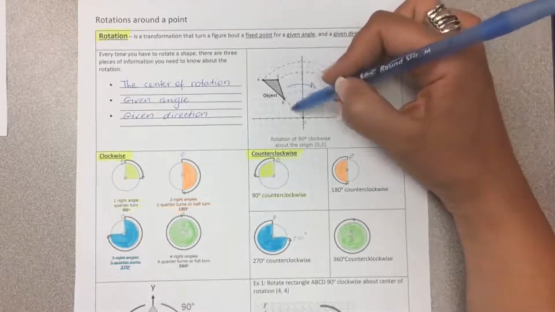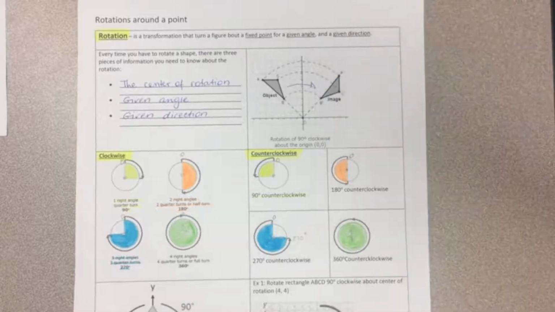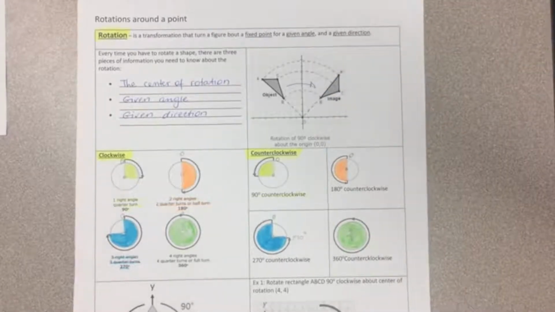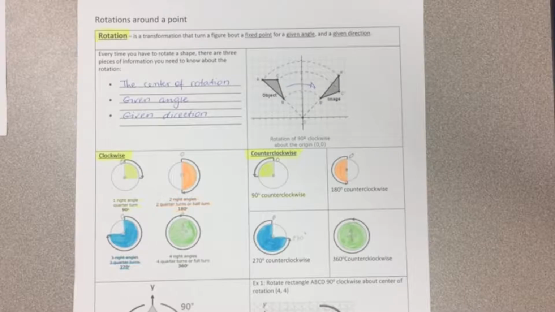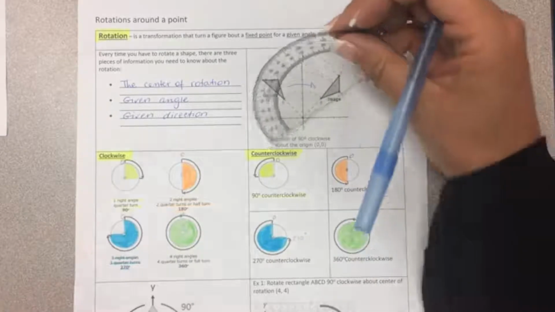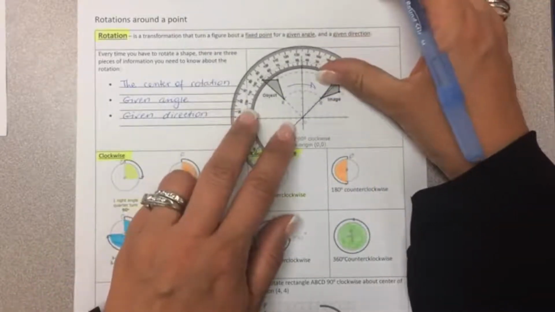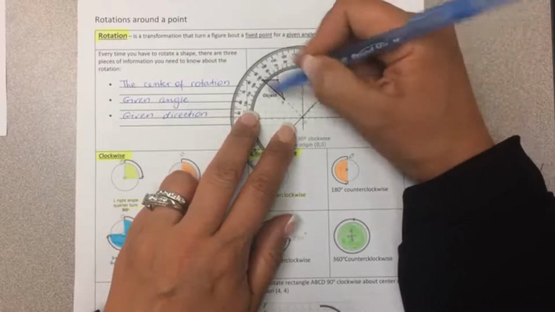If you connect the vertices, let's say B with B prime, or A with A prime, or C with C prime, every single vertex of the pre-image and image will be at 90 degrees. So that's when we can check with our protractor. So we have, let's say, the angle between A and A prime. That's a 90 degree angle.